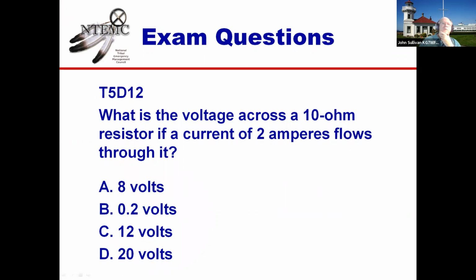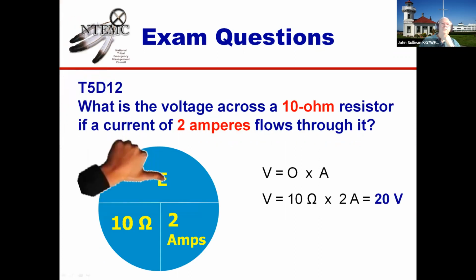We're having so much fun with this, we'll do another one. What's the voltage across a 10 ohm resistor with 2 amps flowing through it? Again, voltage is current times resistance, 2 times 10, 20 volts, same deal.